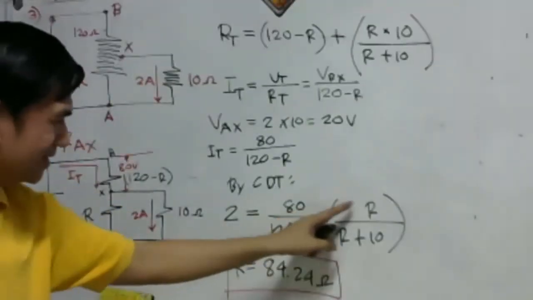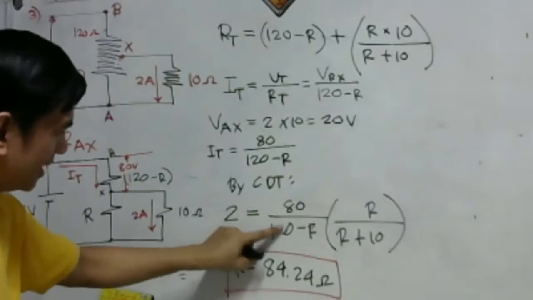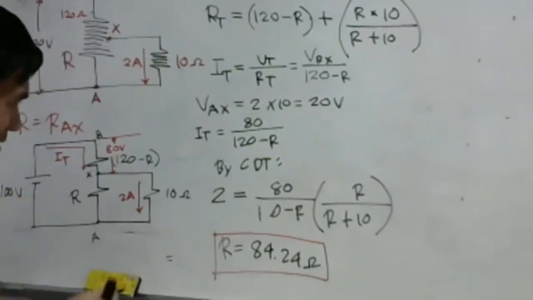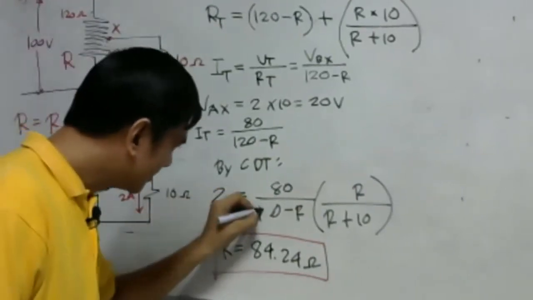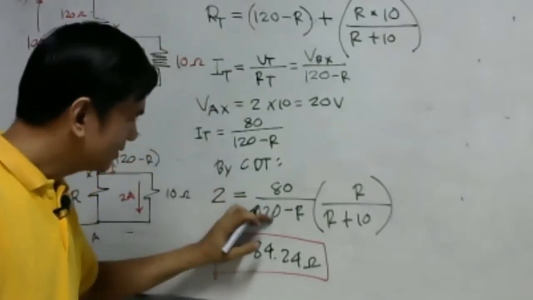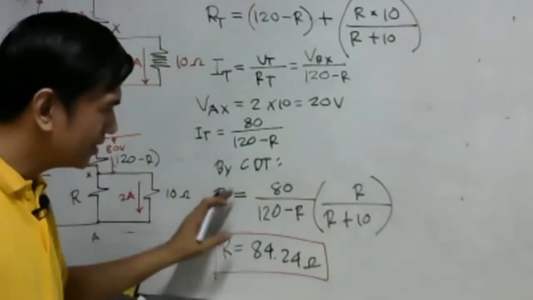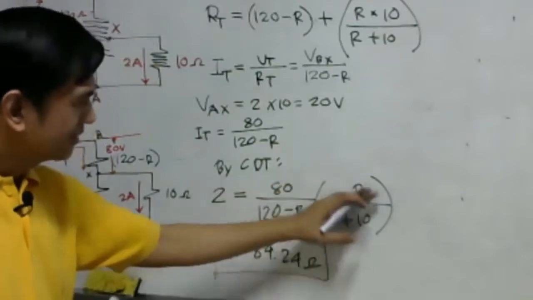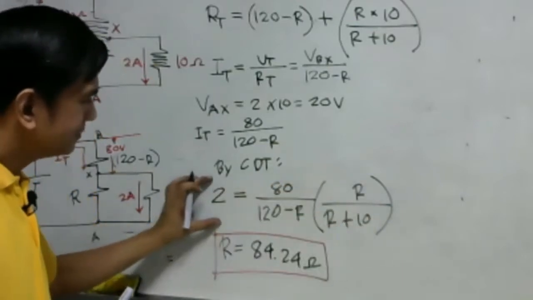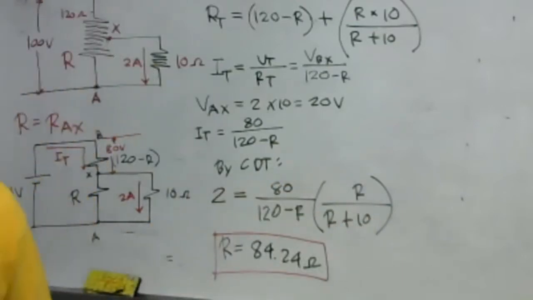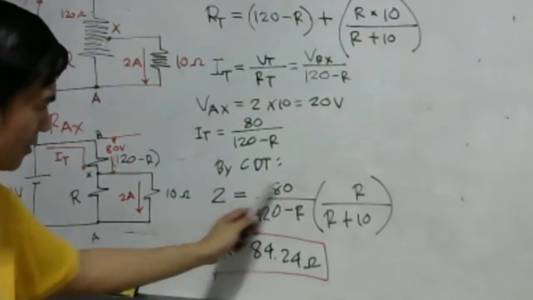You double check. Did you arrive with this equation? Actually, this is already the equation. Yes, sir. So you just have to input this in your calculator: 2 equals 80, 120. Sino nakakuha rin ng 84.24? Shift solve lang po ito.